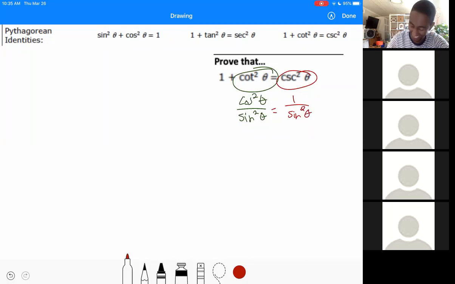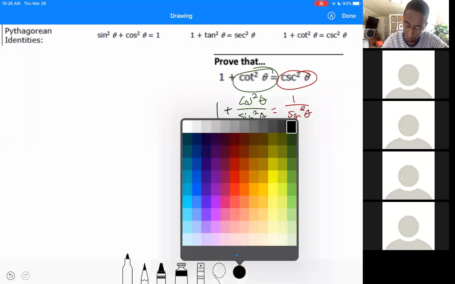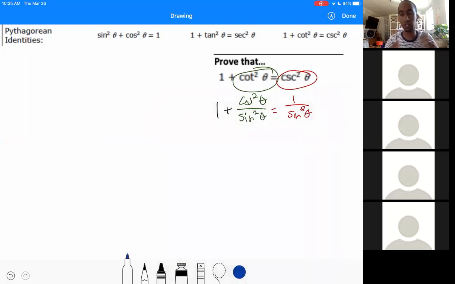Because we got a square there. All right, then we got this one right here. Now we're looking at this, asking how can we simplify this? This is very similar to the other one. We want to get a common denominator. So we're going to write this as 1 over 1, and multiply by sine squared of theta over sine squared of theta.